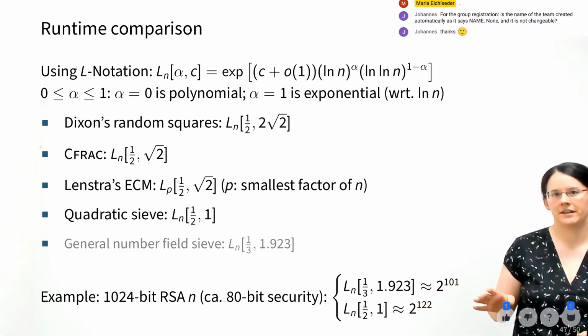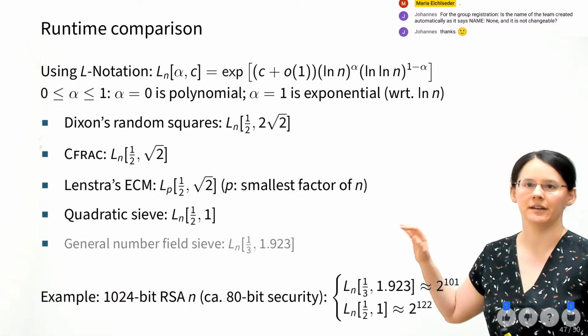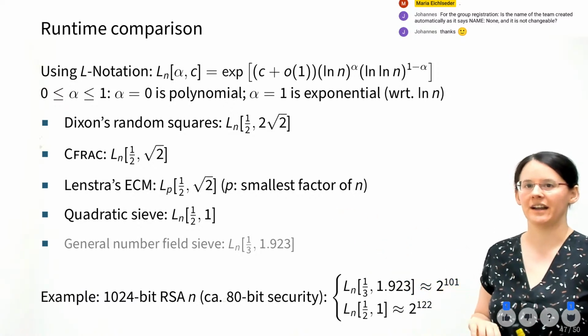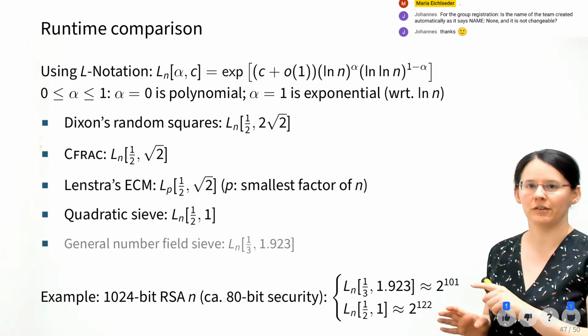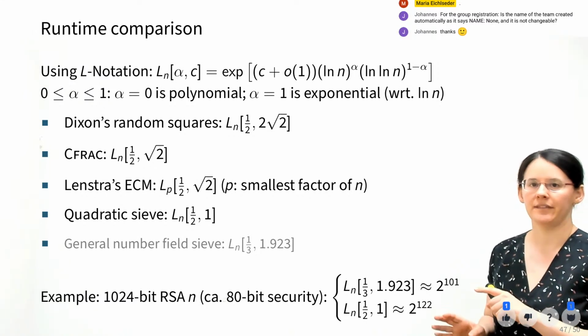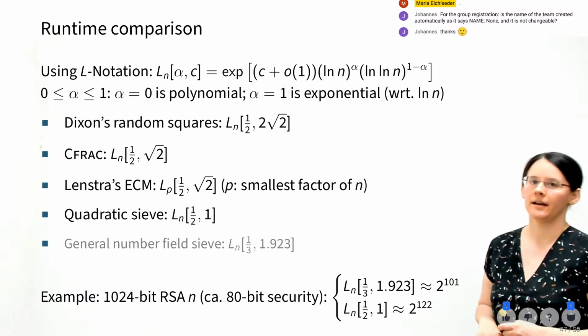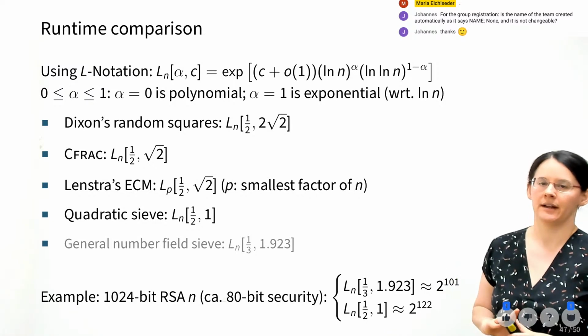If we fill this in here, then the difference between the two runtimes of the general number field sieve and the quadratic sieve aren't actually that massive. So one of them would end up at approximately a runtime of 2 to the 100 and the other 2 to the 120 approximately in the number of operations. So there is again some factor involved here.